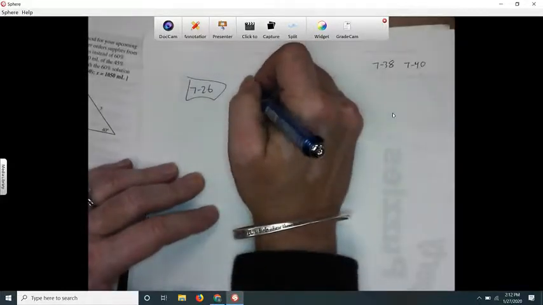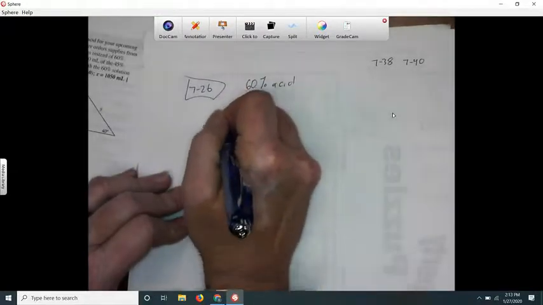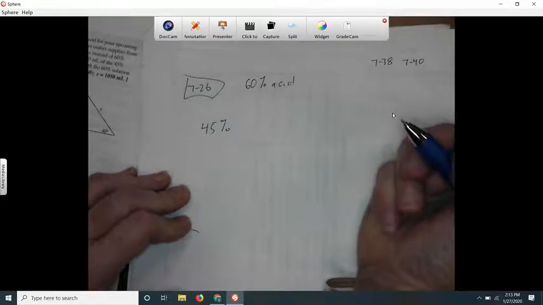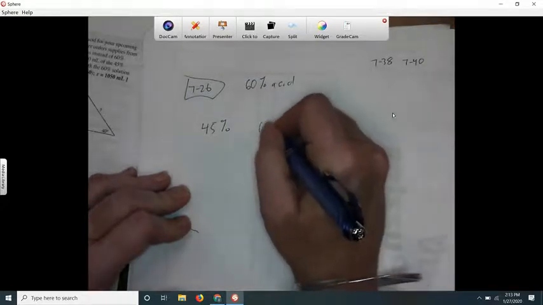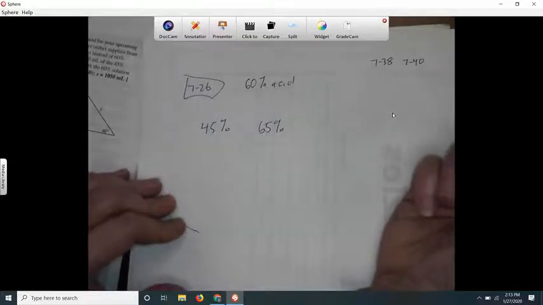Okay, this is problem 7-26. It says your science teacher needs to prepare a solution that is 60% acid for your upcoming class experiment. The problem is that the company your teacher orders supplies from messed up the last order. They sent 45% acid and 65% acid instead of the 60% that you need. So your teacher needs your math help.